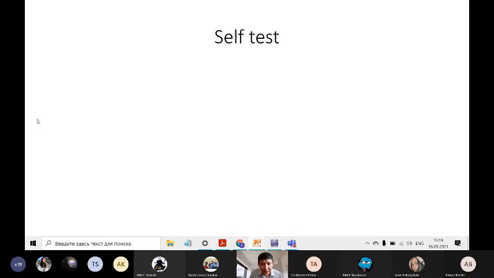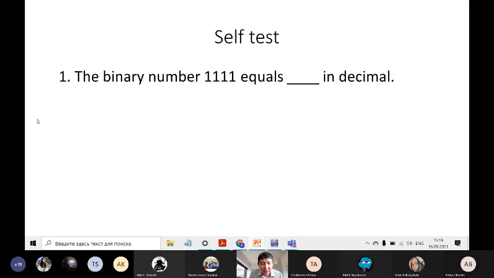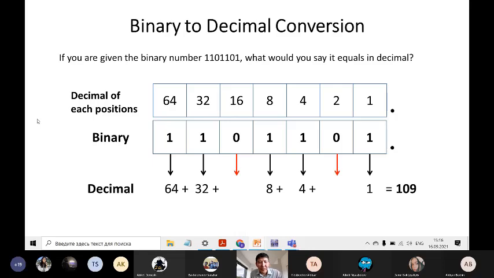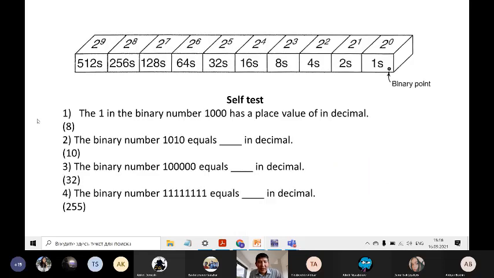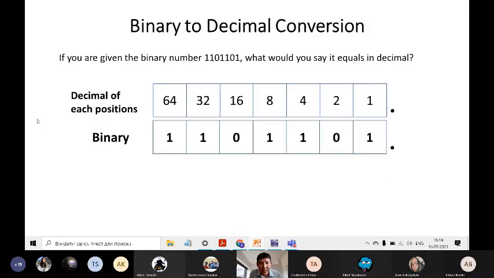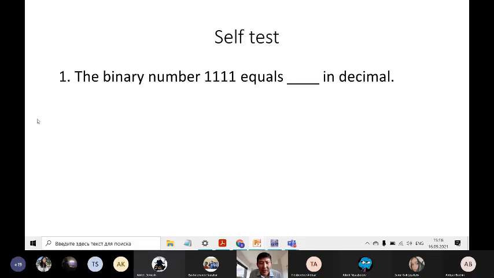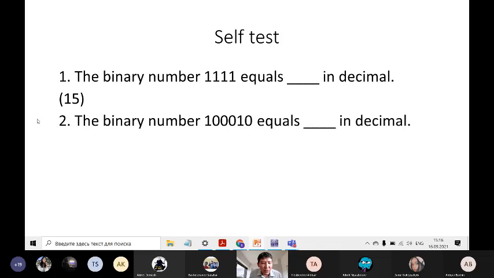So next, the binary number 1111 equals in decimal how much? So you should use this. It is 15. 15, yes. Right, it's 15. So the binary number, this one, 100010, it's too long to pronounce. 34. 34. Okay, right. Excellent.